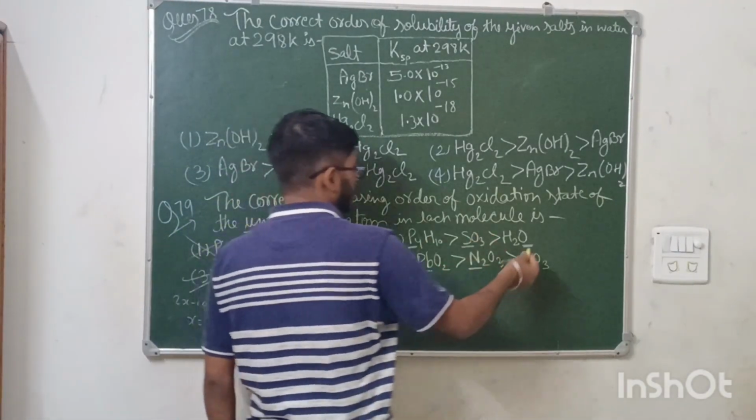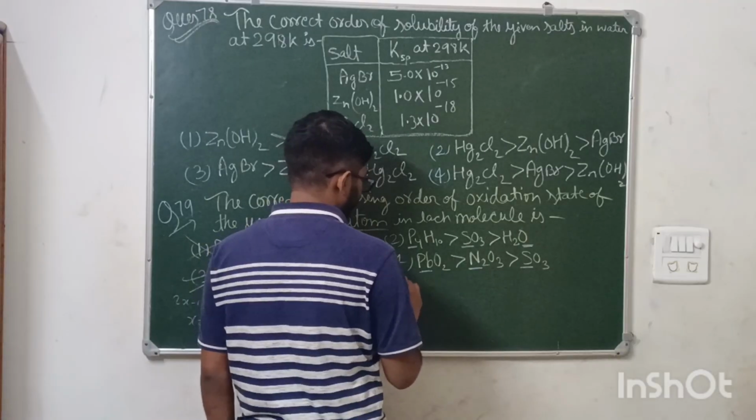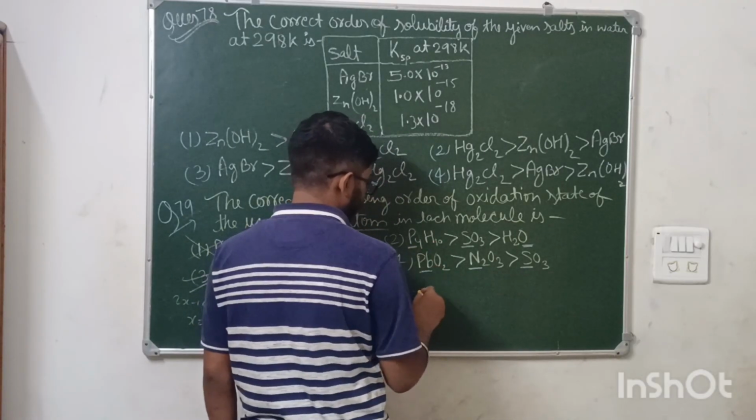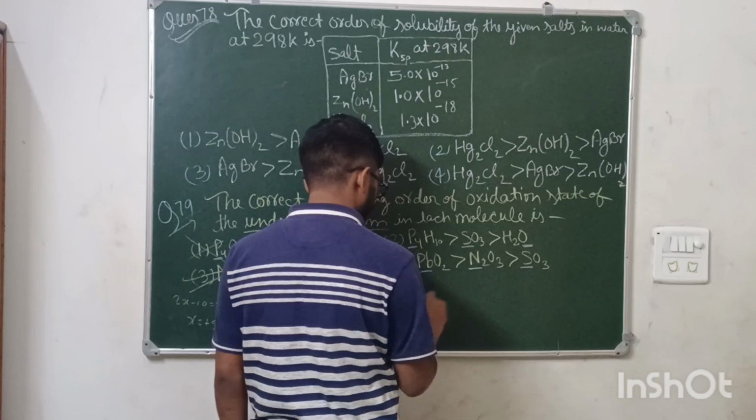You can check for these two as well. For P4H10, 4X plus 10 equals 0, so X is -2.5.